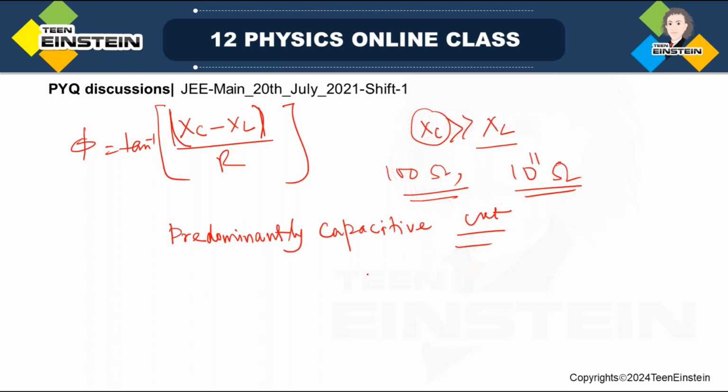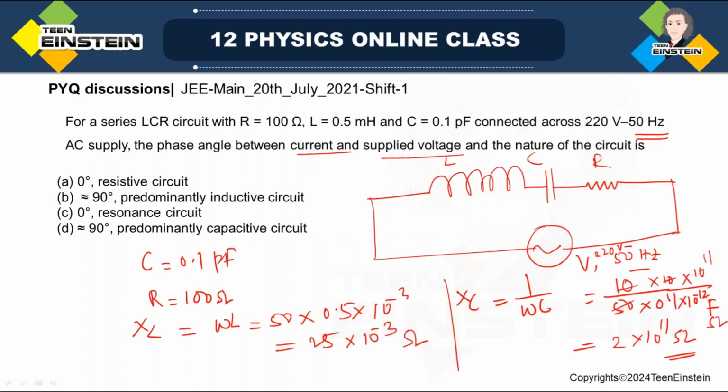And we know in case of a purely capacitive or inductive circuit, the current and voltage will have a phase difference of nearly 90 degree. So we'll just check here. The phase difference will be nearly 90. It is a predominantly capacitive circuit. So option 4 will be the right answer for this question.